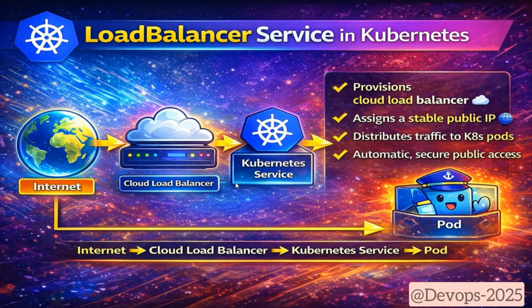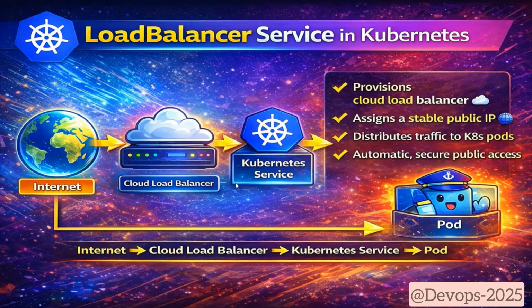So let us understand the problem statement first. Imagine you deployed your application inside a Kubernetes. Your pods are running perfectly. Internally, everything is working fine. But now, as per the business requirement, the business people say we want customers to access our application from the internet. You tried cluster IP, not accessible from the outside.